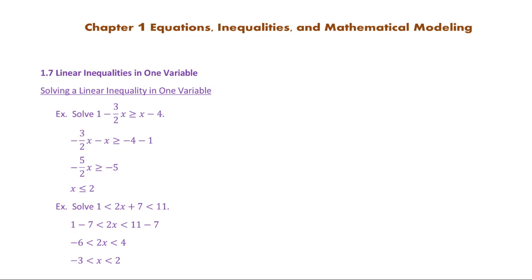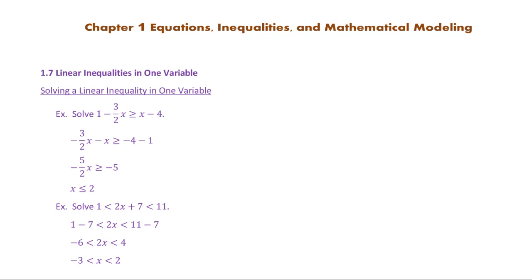Negative 5 over 2 x over negative 5 over 2 is x. So you can see we reversed the inequality from greater than or equal to, to less than or equal to 2, because we divided the inequality on both sides by a negative number, negative 5 over 2. All right, so let's do another example.